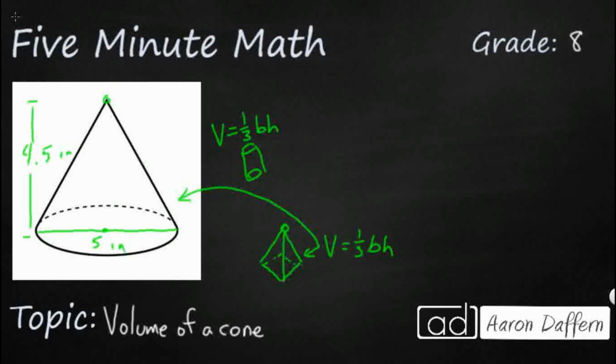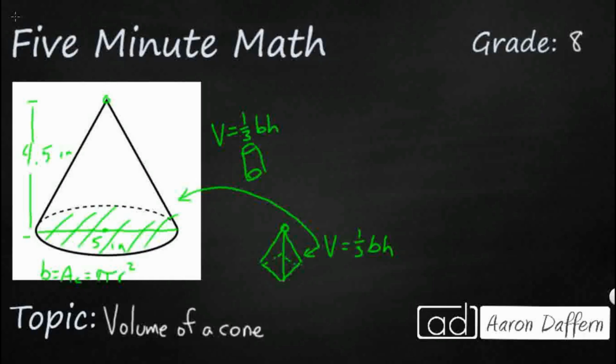So 1/3 base. Base is going to be our big one because our base is actually the area of this circle. So the base equals the area of the circle, and so we have to bring in another equation. The area of a circle is pi r squared. They're not going to usually give you the radius. That would be too easy. They're going to give you the diameter.